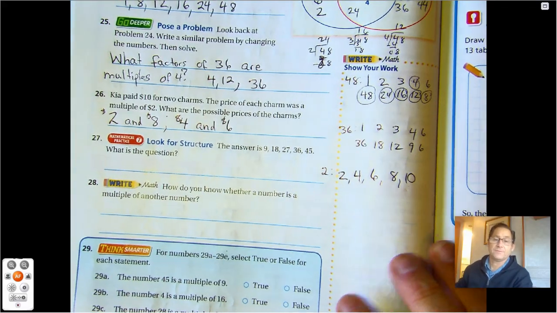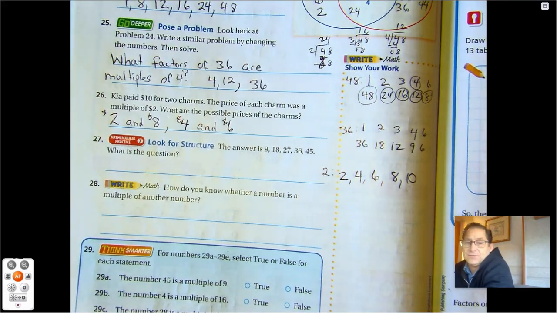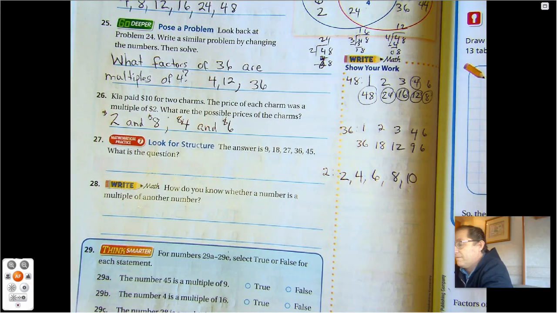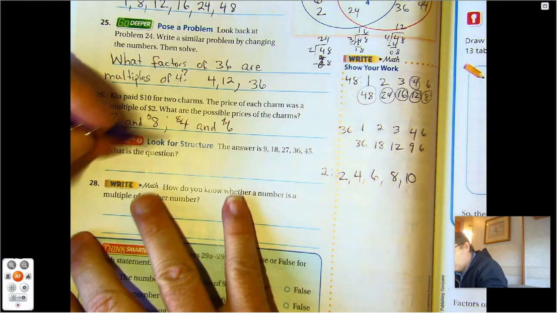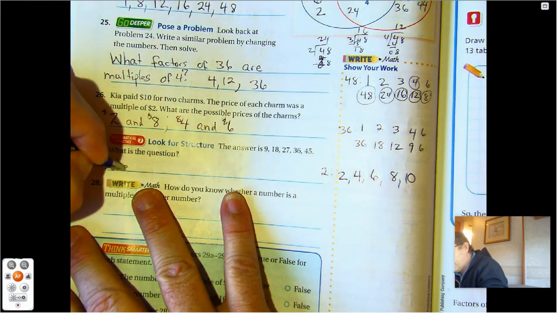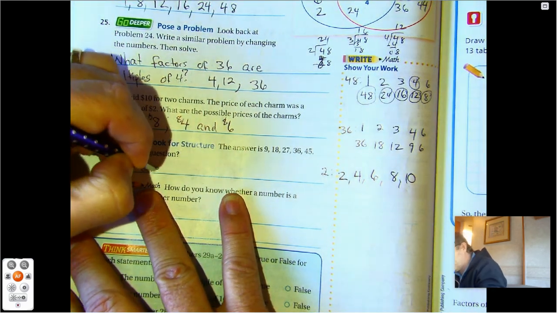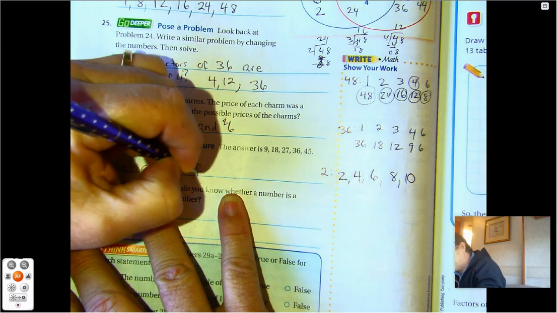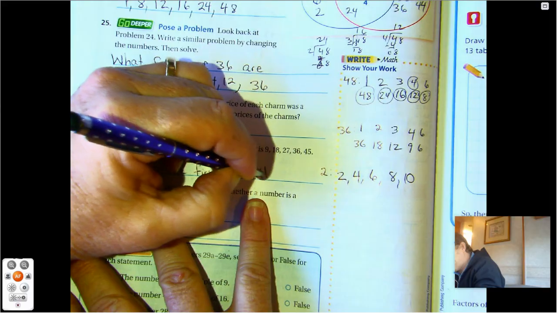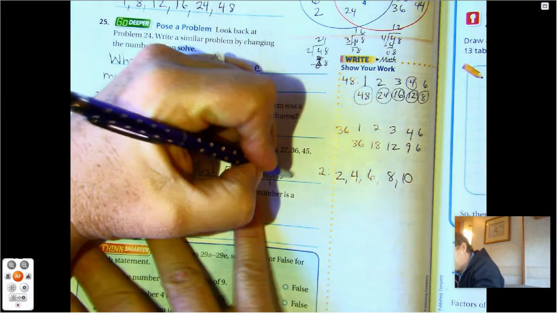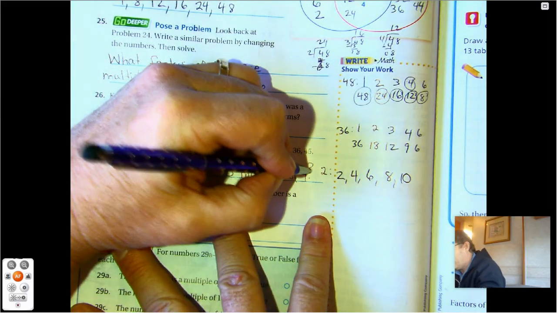Okay. All right, the answer is 9, 18, 27, 36, 45. What is the question? Well, those are multiples of 9, aren't they? So what are the first 5 multiples of 9?